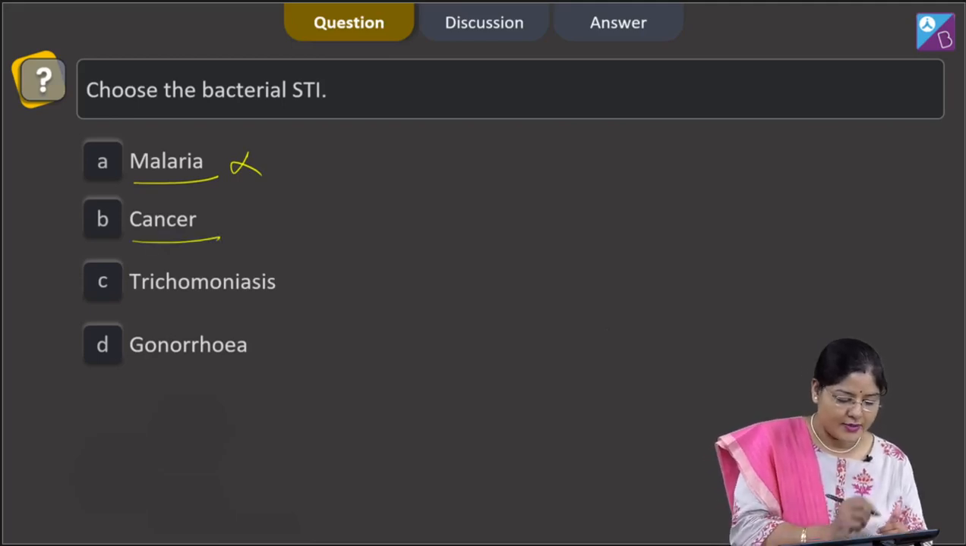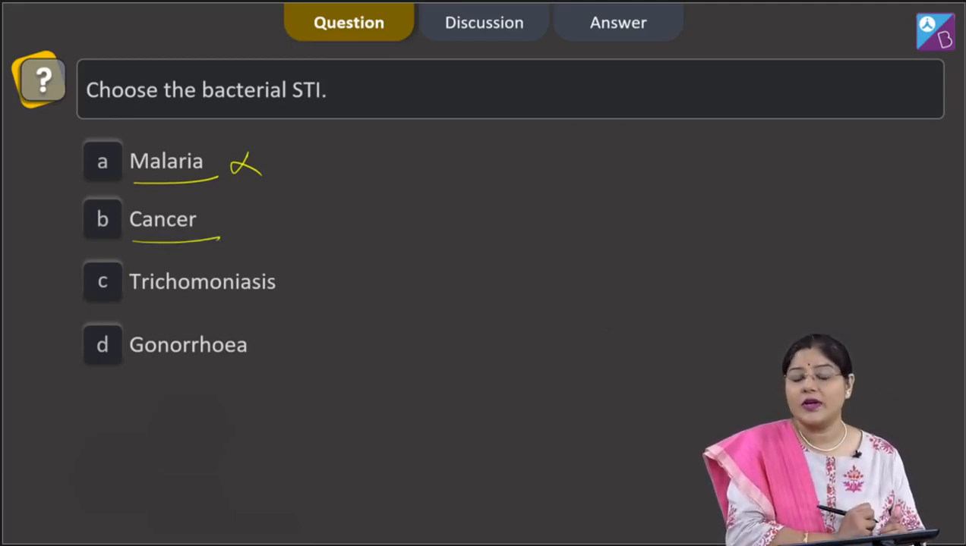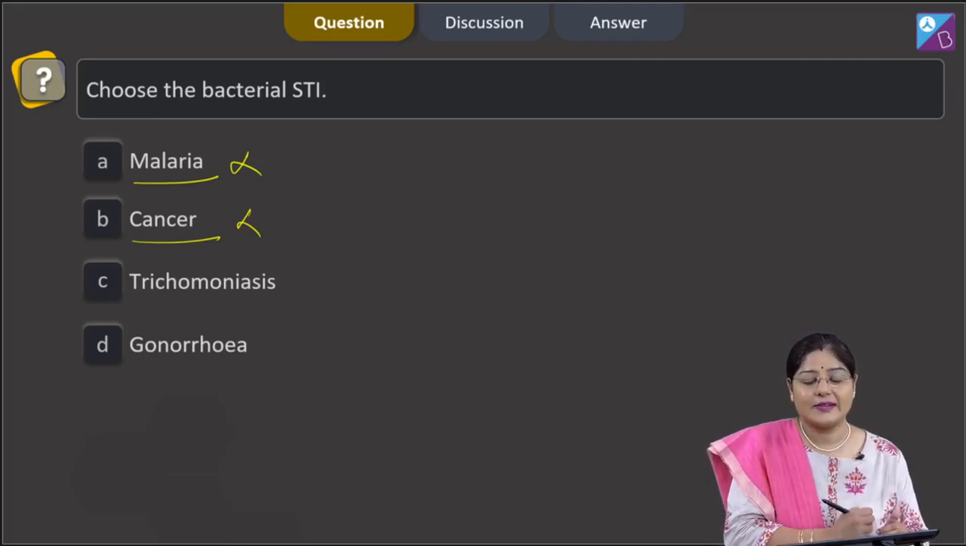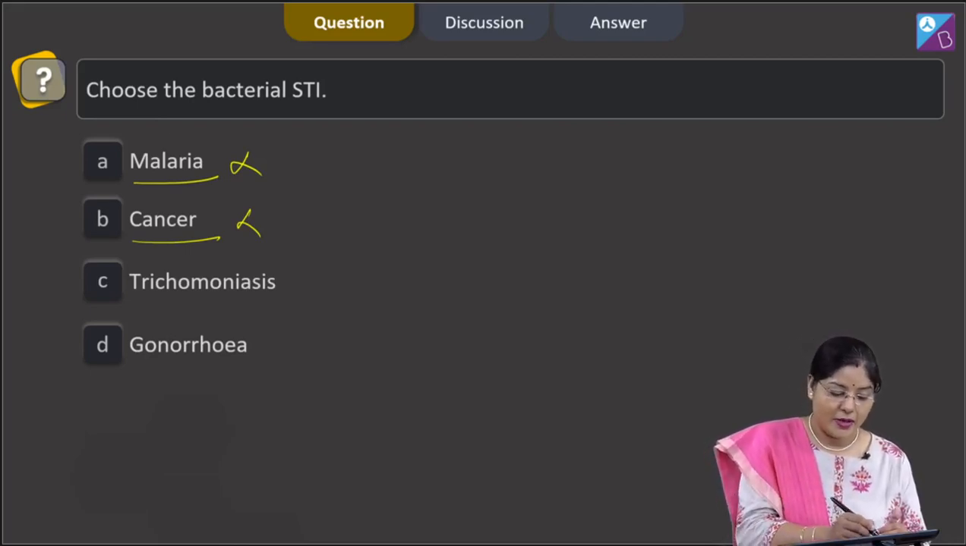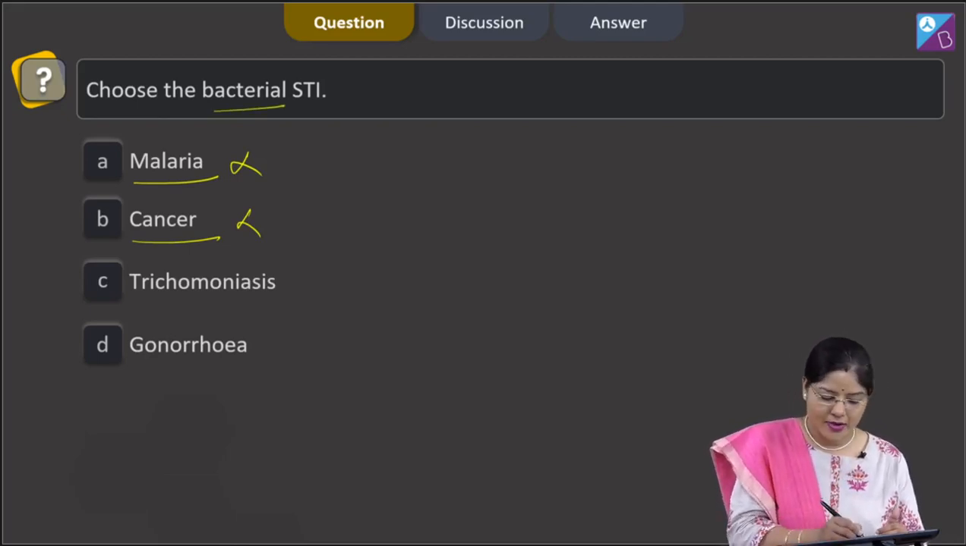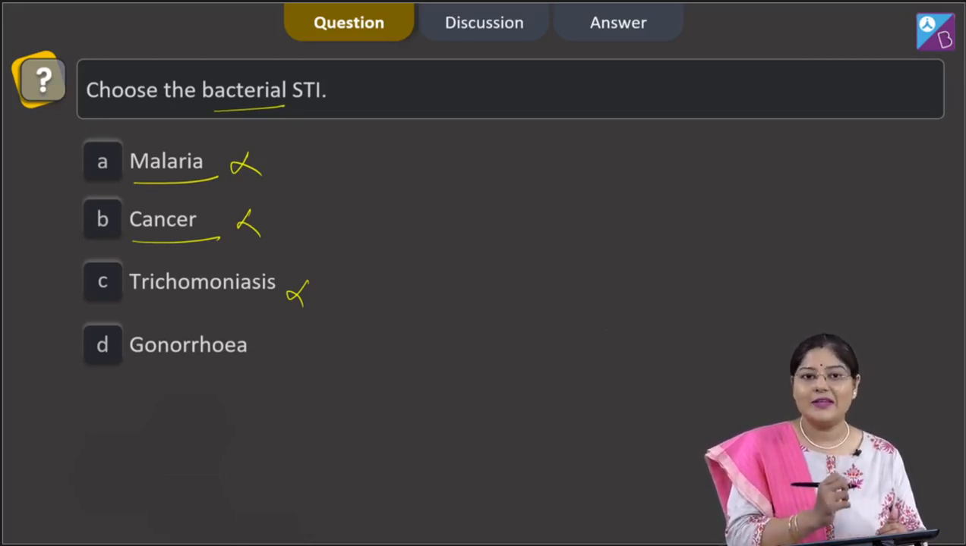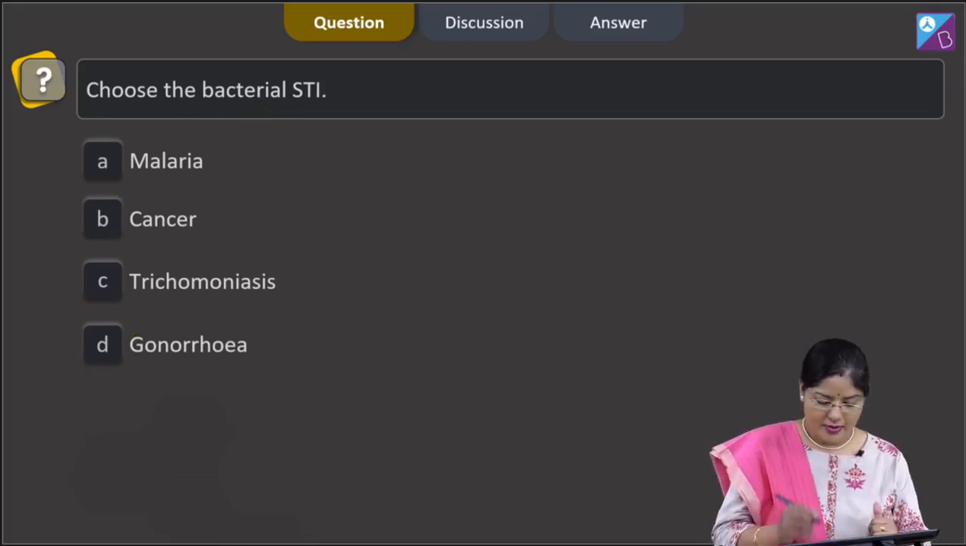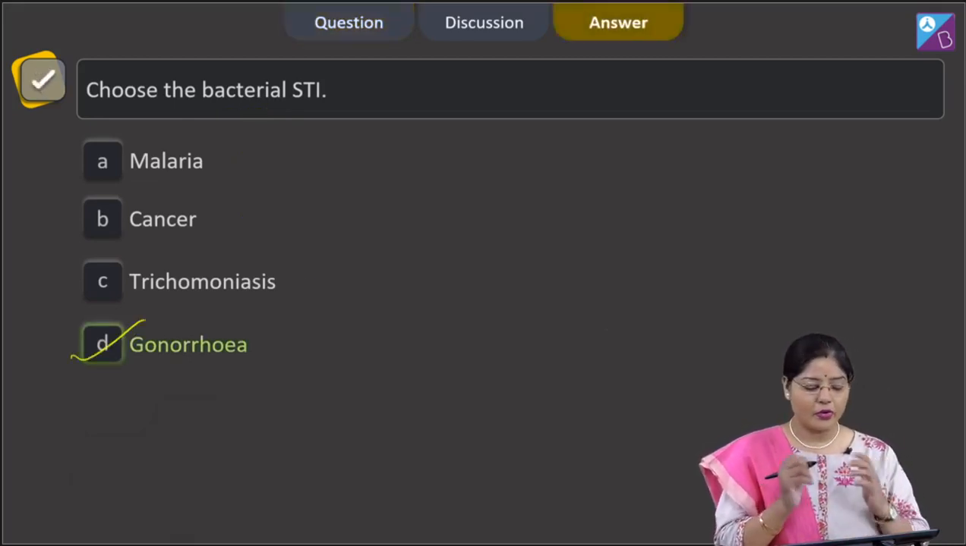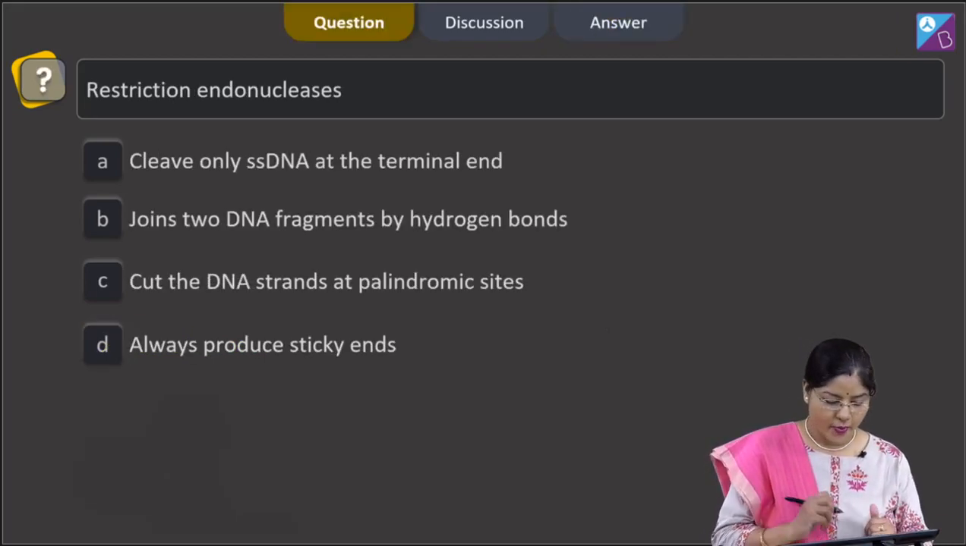Second option cancer. Cancer is not a sexually transmitted infection. So, this cannot be a correct answer. Third option trichomoniasis. Trichomoniasis is a protozoan disease caused by Trichomonas vaginalis and it is a STI but not the bacterial STI. So, this cannot be a correct answer. Fourth option gonorrhea. Gonorrhea is caused by Neisseria gonorrhoeae, a bacteria and it is a STI also. So, correct answer to our question is option number D, gonorrhea. Now, proceeding to the next question.